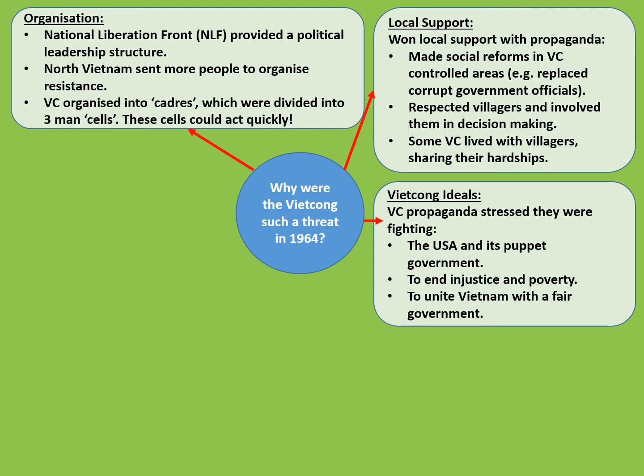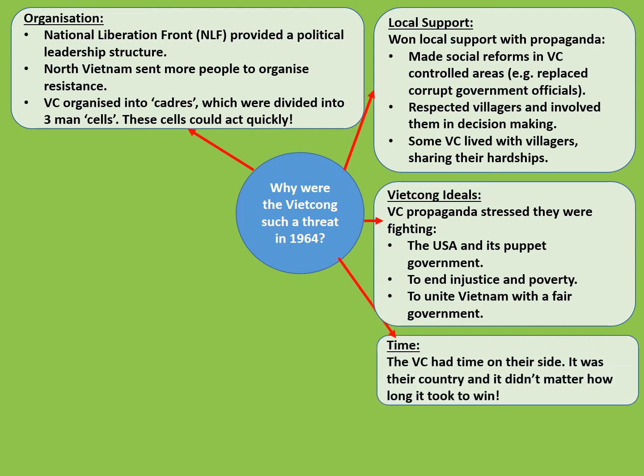Thirdly, the Viet Cong ideals. Viet Cong propaganda stressed that they were fighting the USA and its puppet government. Remember this idea that the South Vietnamese government was simply a puppet of the US administration. Sure, by this point Diem has been assassinated, but the South Vietnamese government is still seen very much under US control. Secondly, to end injustice and poverty in the rural areas, particularly of South Vietnam. And finally, to unite Vietnam with a fair government of their choosing.